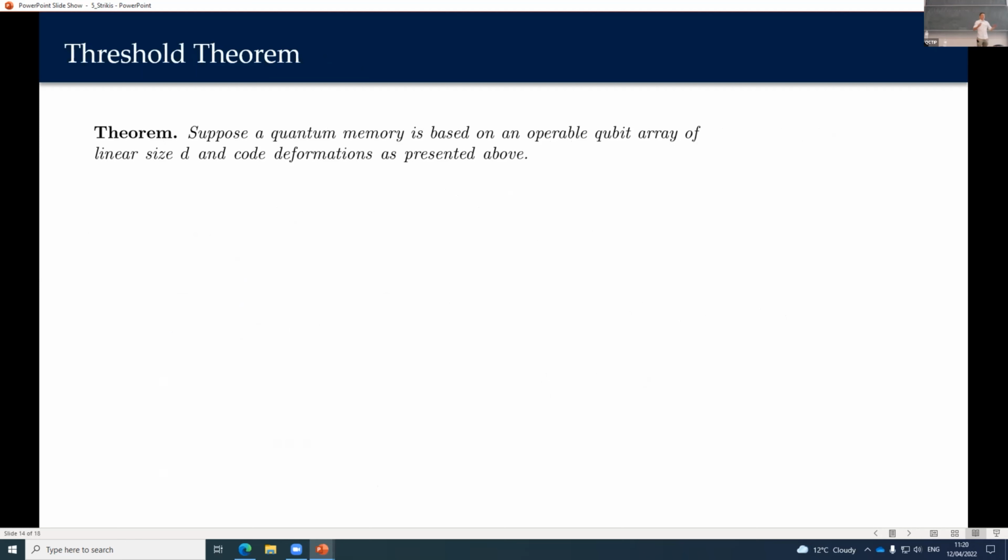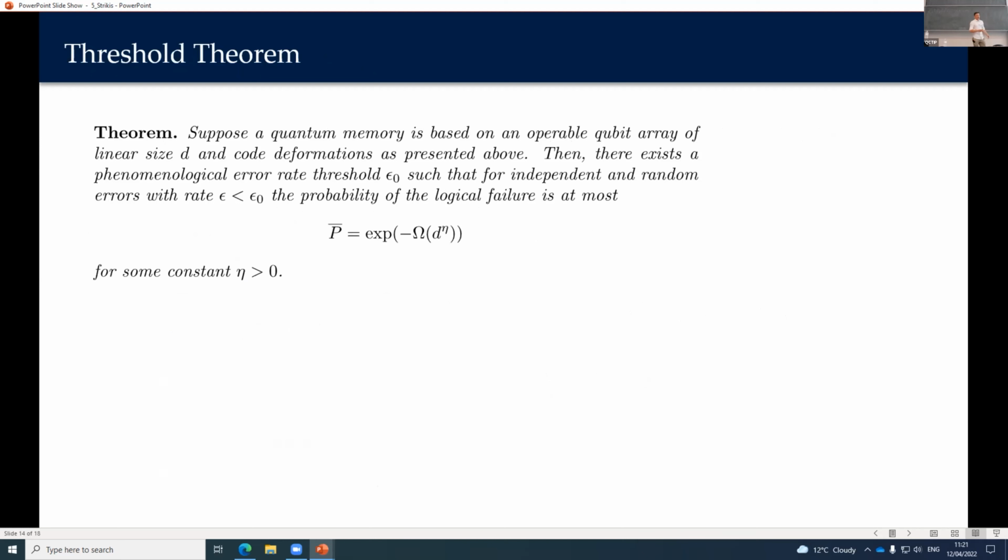Let's suppose that the lattice is operable, so the biggest cluster is at most half of the lattice size. Then there exists a phenomenological error rate threshold. So these are errors that describe the qubit bit flip, phase flip, and also measurement error rates. Such that if we scale up the system to bigger and bigger sizes, we can exponentially reduce the logical error rate, and that scales exponentially with the distance, as long as the error rates are below this threshold.